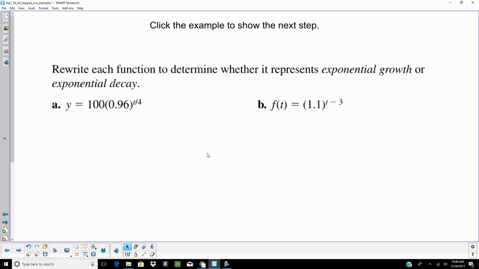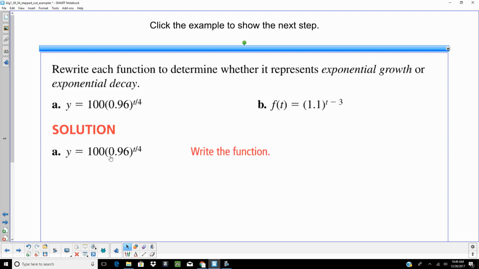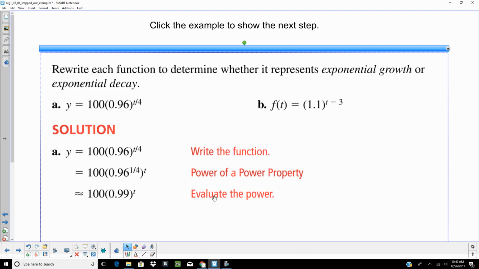So on here, these look like they might be hard, but they're really easy. We want to rewrite each function to determine whether it represents exponential growth or exponential decay. Well, I look at the growth factor, it's 0.96. I should have dealt with that t over 4. Well, using our rules of exponents, remember that's a power of a power, so that's really 1/4 to the t. It is going to be a decay, though, because that is less than 1.